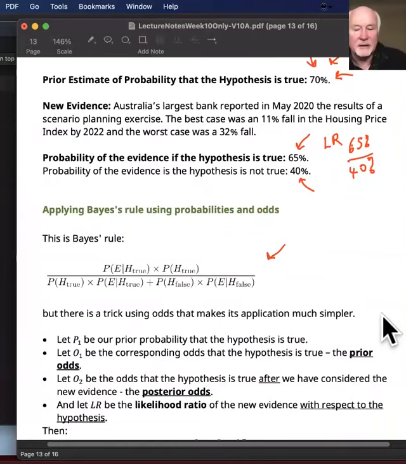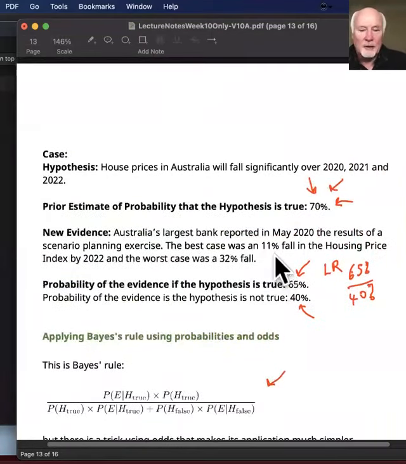Because what we're actually going to do is take our prior probability of 70% there. We're going to convert that to odds, and then we're going to multiply the odds by the likelihood ratio. Okay, we'll multiply the odds of our prior probability, and that will give us the odds of our hypothesis after we've taken into account the new evidence. And then we can convert that back to a probability. So we'll work through this.